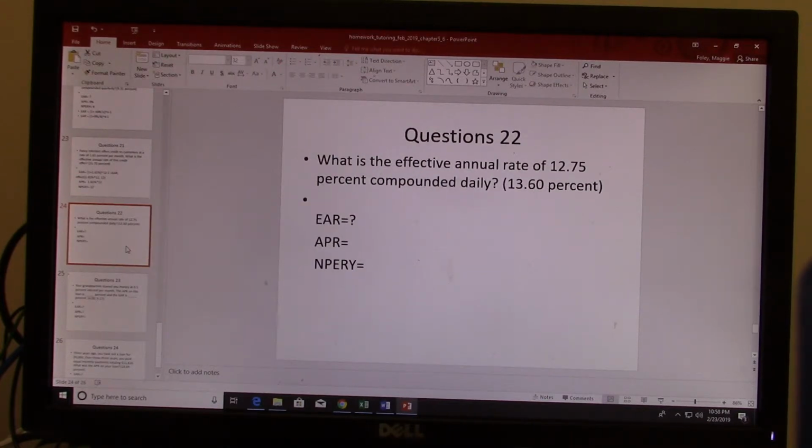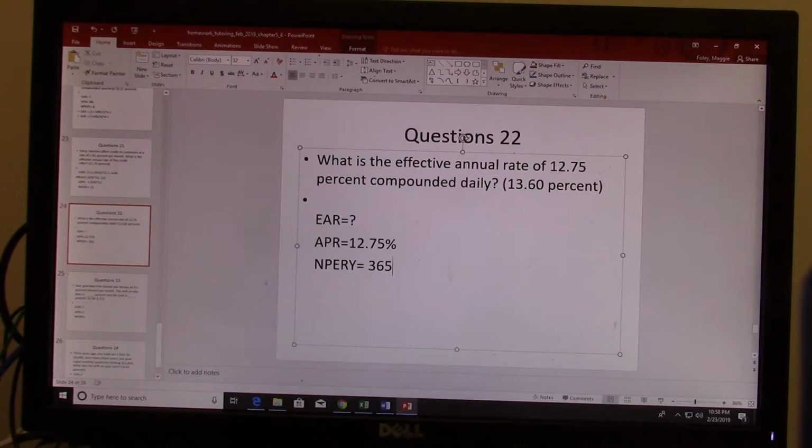So that's 21. Question 22, what is the effective annual rate, compounded daily? So it's still asking you for EAR. APR is given, which is 12.75%. Another input you need is m, which is 365. Let's use 365 days, compounded daily. In Excel, we use the EFFECT function with 12.75% and 365.